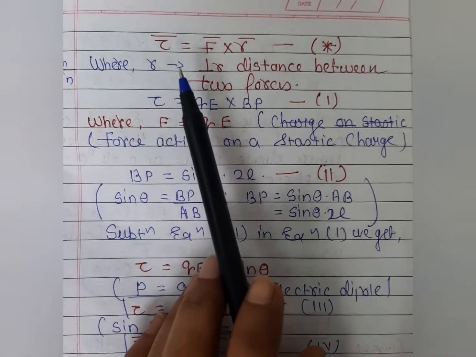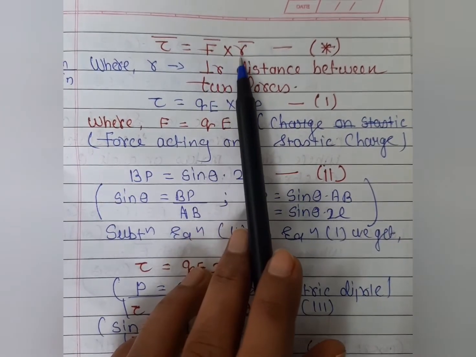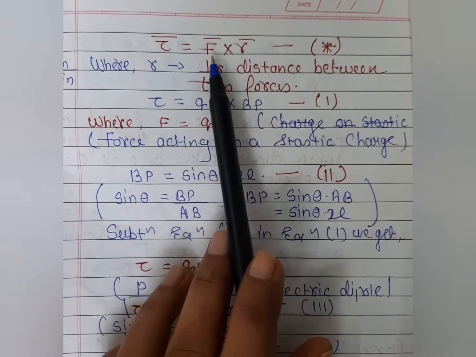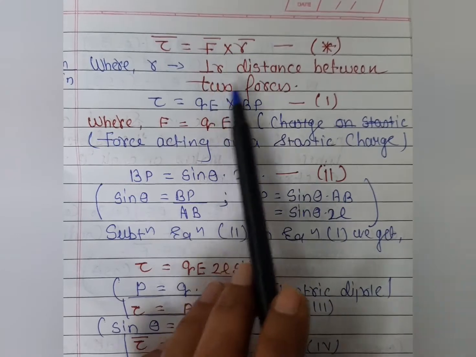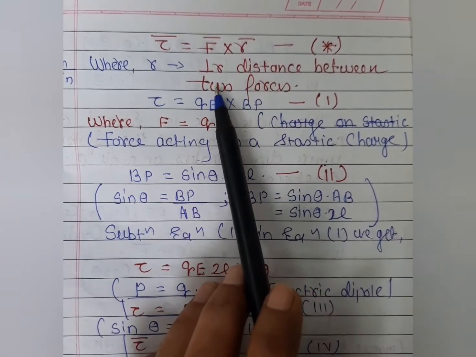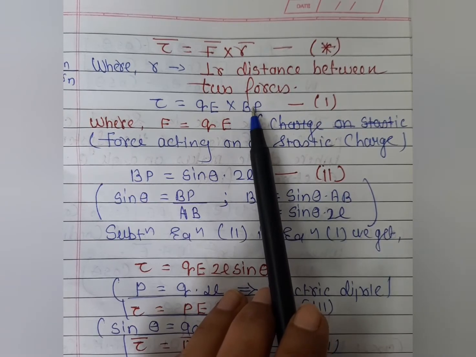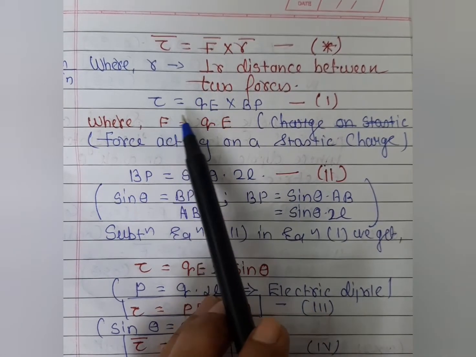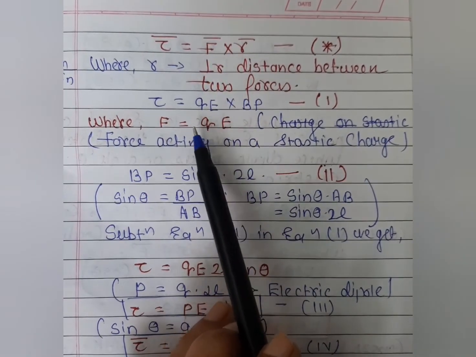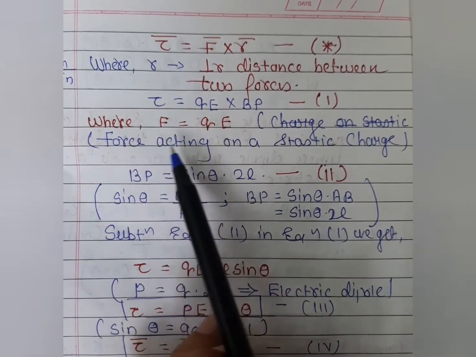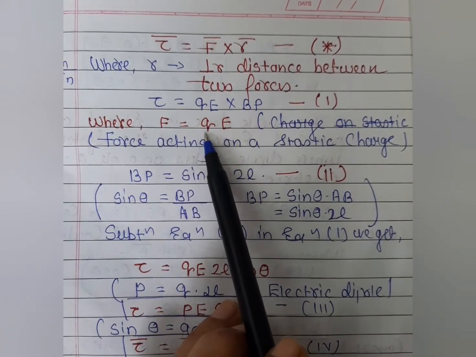As you know very well students, the formula of torque, that is tau, is equal to F into R, where F is the force on the stationary charges and R is the distance between the two forces. As you know, the distance between the two forces is BP. Already we have cleared this, students. So tau is equal to F into BP, and in place of the force we use the formula for the force acting on a static charge, that is F is equal to Q into E.